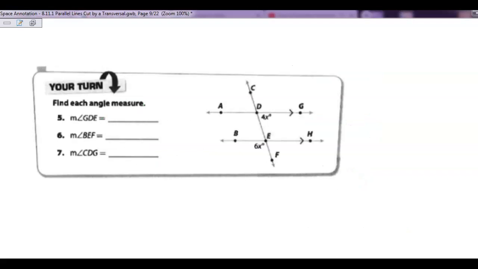Your turn. So find the measure of each angle. I have the measure of angle GDE. GDE is 4x. And I need to find out what that is. I notice that I also have this angle here of 6x.